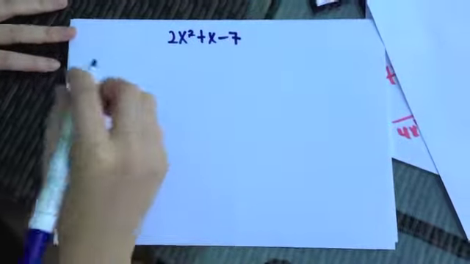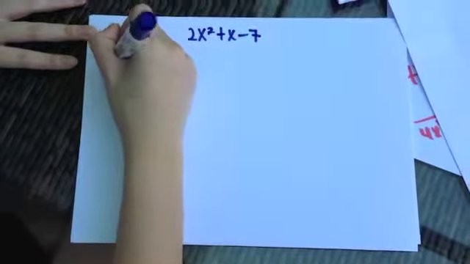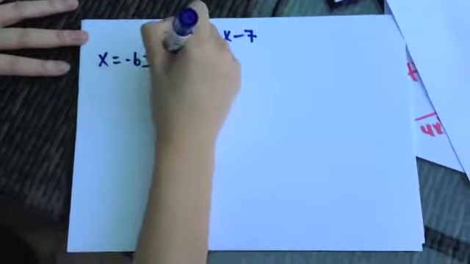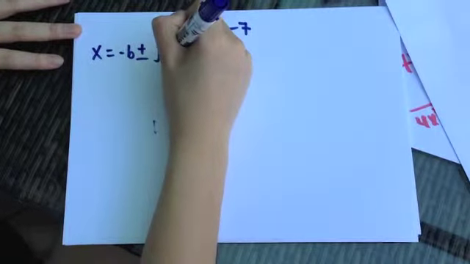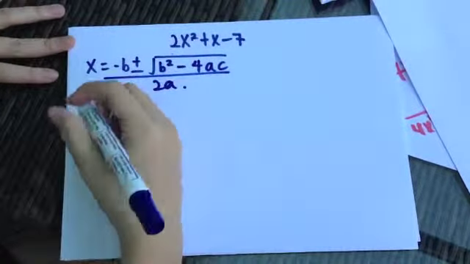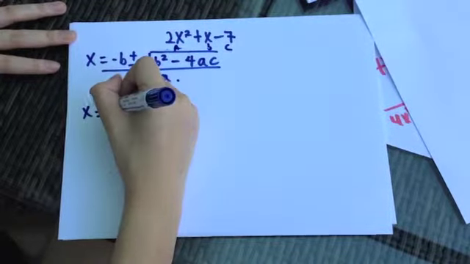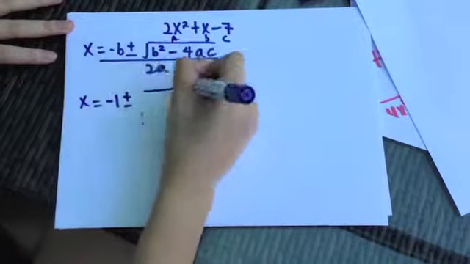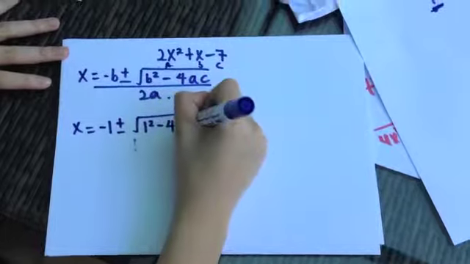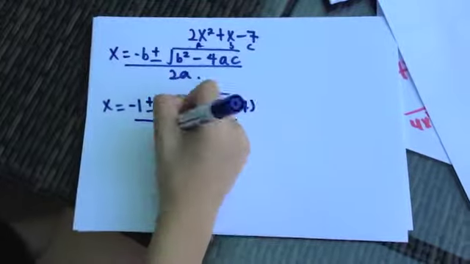Hopefully this equation will get us an answer. So we'll use the quadratic formula, which is x equals negative b plus or minus the square root of b squared minus 4ac, over 2a. We'll use this as a, b, and c. So negative 1 plus or minus the square root of 1 squared minus 4 times 2 times negative 7, over 2 times 2.